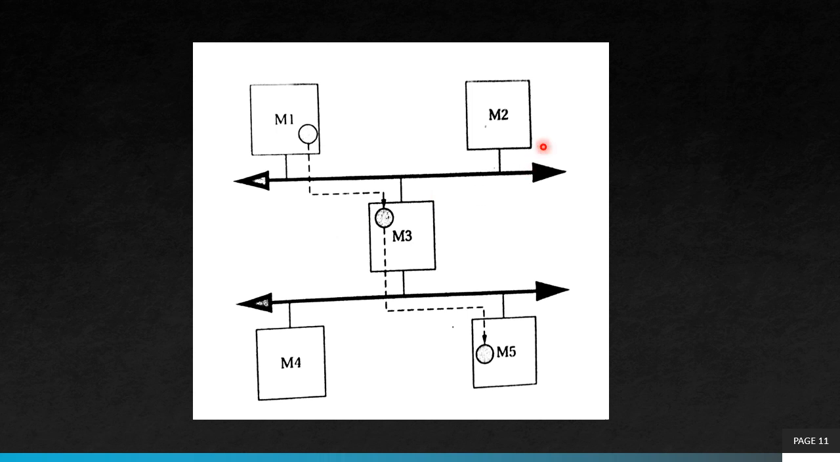The hardware platform has two separate networks, and there is direct communication between M1 and M2 and direct communication between M4 and M5. But there is no direct communication between M1, M5 and M2, M4. So in order to transmit a message from M1 to M5, M1 should transmit it through an intermediate node M3.